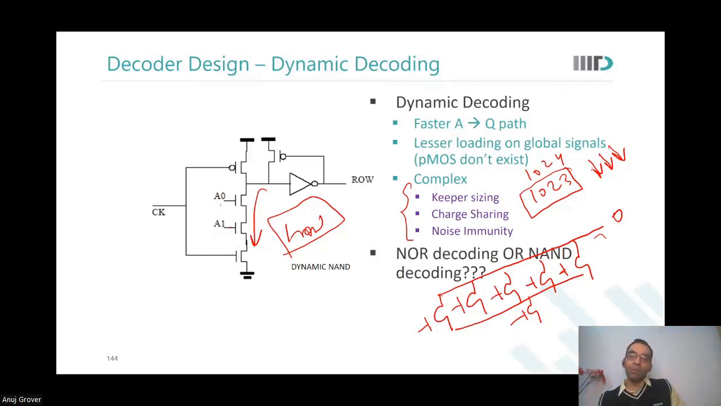You can do pre-decoding and post-decoding in such a way that the final NAND gate stack is not very tall. There are ways to design these NAND gates in such a way that the overall stacking is reduced. But the power consumption in a NOR is so high that you do not want to use it unless you are dying for speed. Okay?